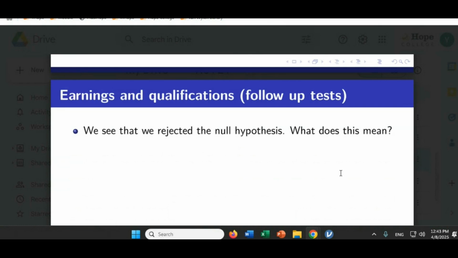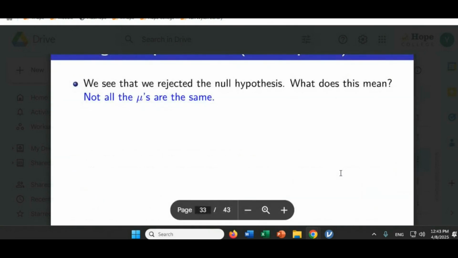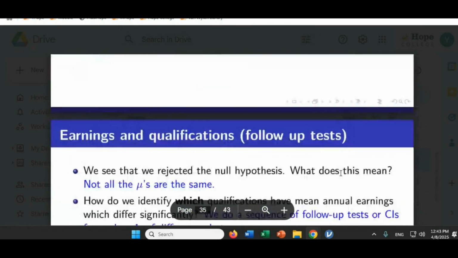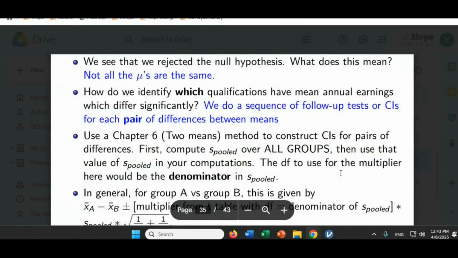You see which groups are different. Yes, so you do a sequence of follow-up differences between pairs of the data. So it means not all the means are the same. You form a sequence of pairs of differences between the means.